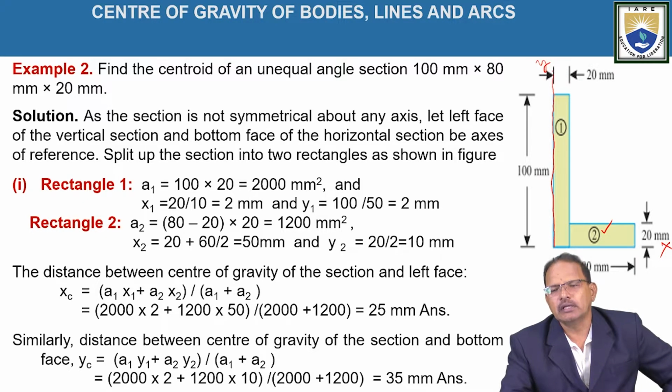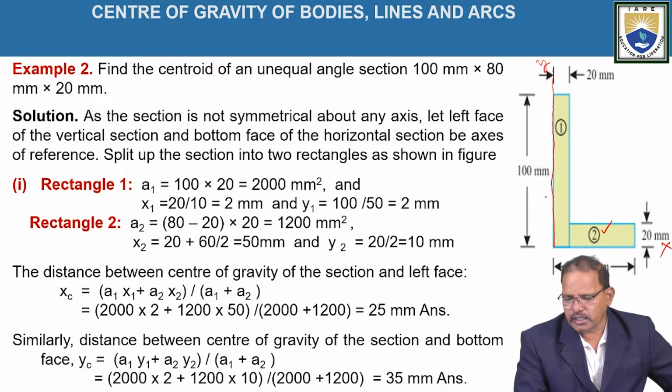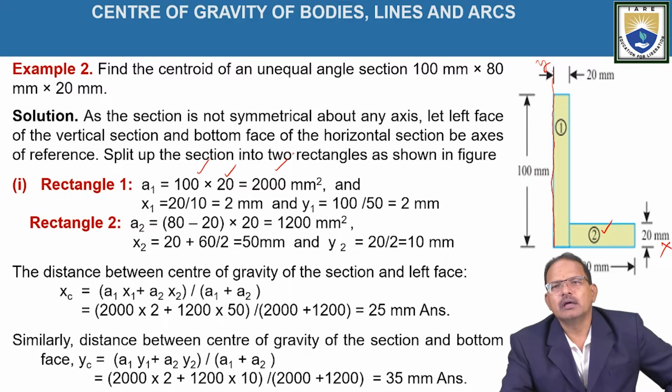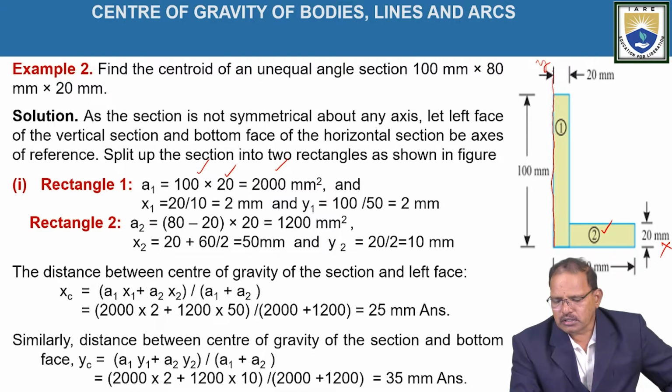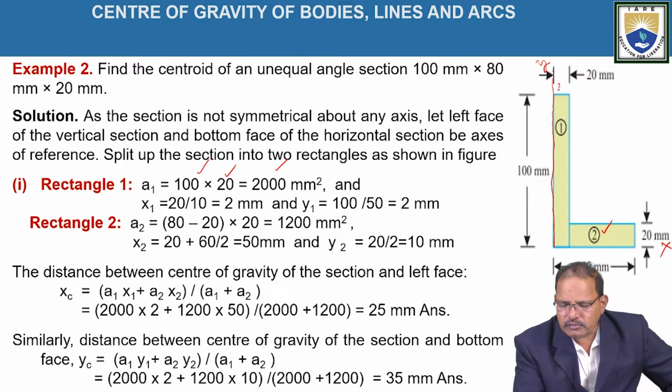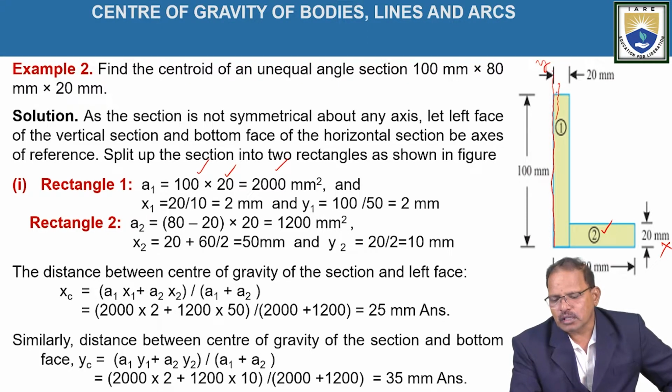Here xc is equal to a1 x1 plus a2 x2 divided by a1 plus a2. Here a1 stands for the area of the first rectangle and a2 stands for the area of the second rectangle, and x1, x2 represent the position of the centroid of those rectangles with respect to the y-axis. Hence, a1 is equal to 100 into 20, which is equal to 2000 mm square. Similarly, x1 lies somewhere in the middle of this line, where the width of 20 mm is given.